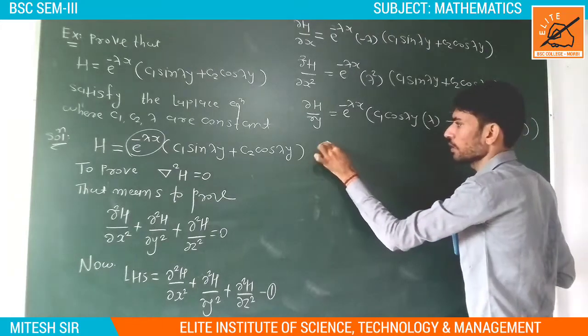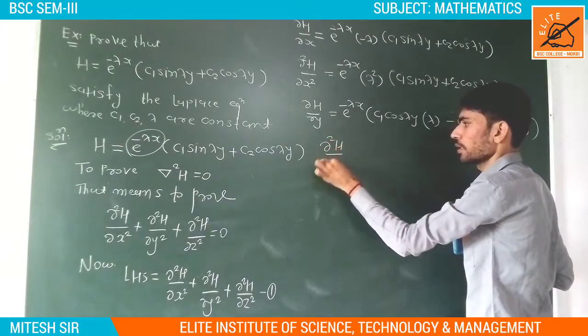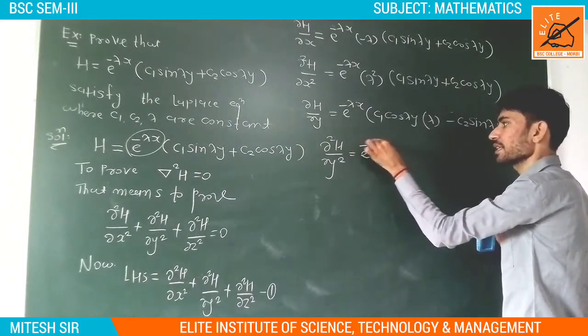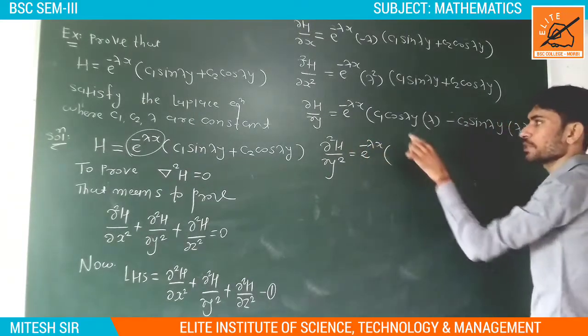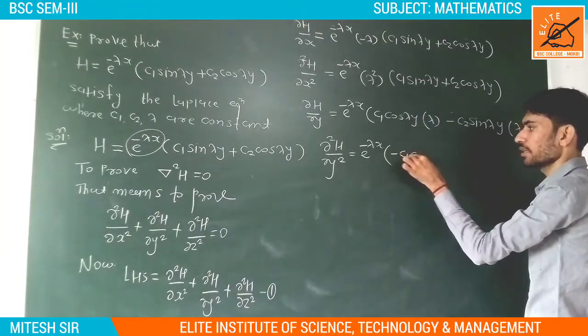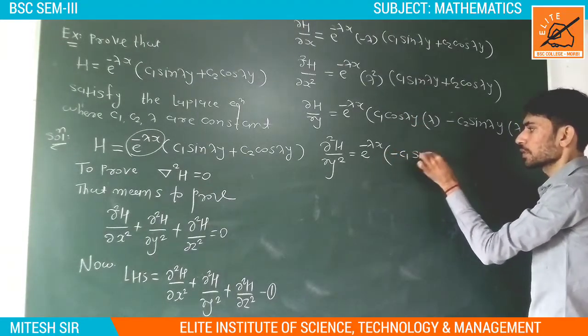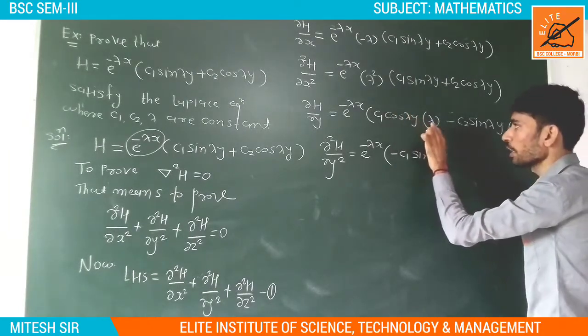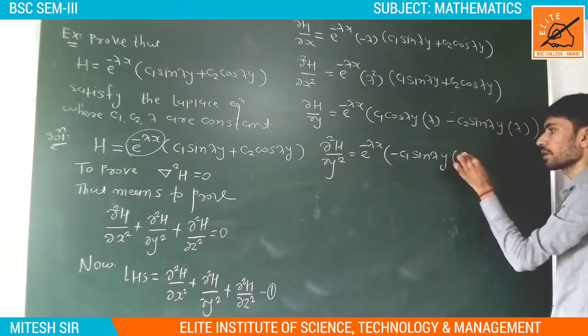Now again we are doing del square h upon del y square. So e raised to minus lambda x as it is. Again here we are doing with respect to y. So cos lambda y becomes minus, so minus c1 sin lambda y. And lambda y gives again lambda, but there was already one lambda, so it becomes lambda square.